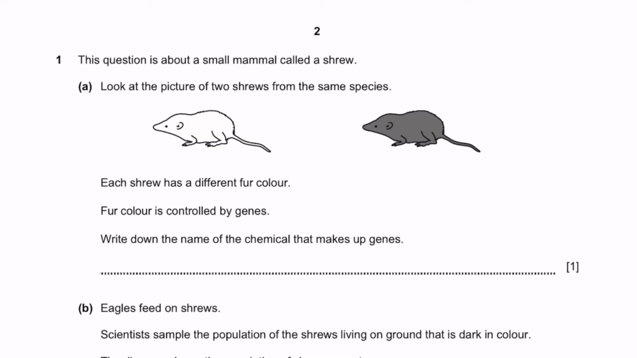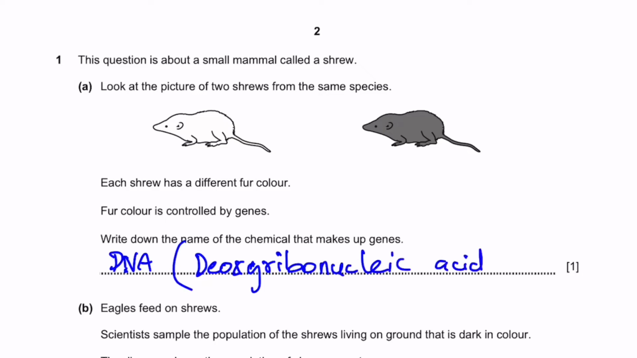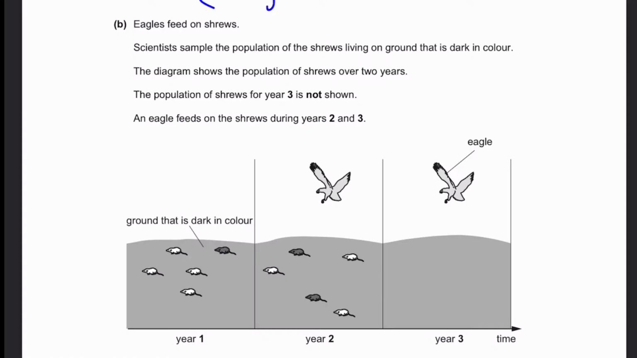A. Look at the picture of two shrews from the same species. Each shrew has a different fur color. Fur color is controlled by genes. Write down the name of the chemical that makes up genes. The answer for this is quite straightforward. DNA, or you can write the full form, deoxyribonucleic acid. That's our answer.